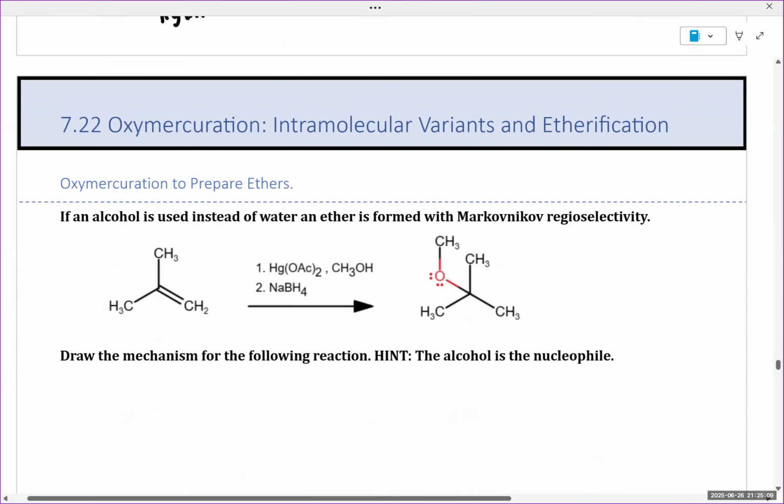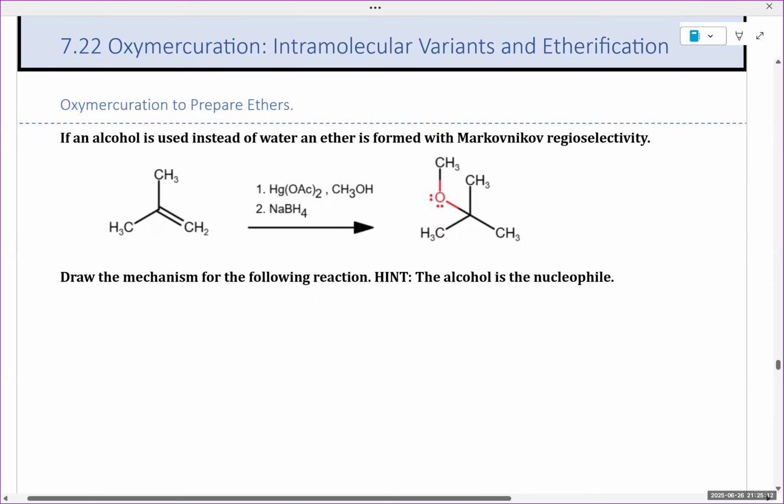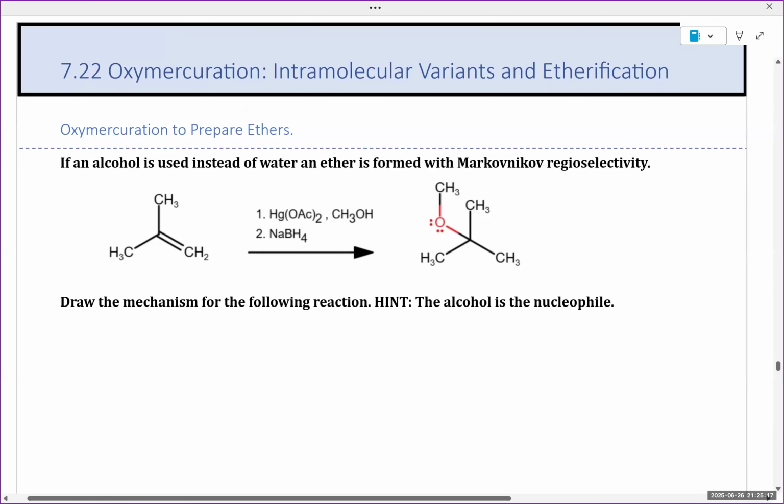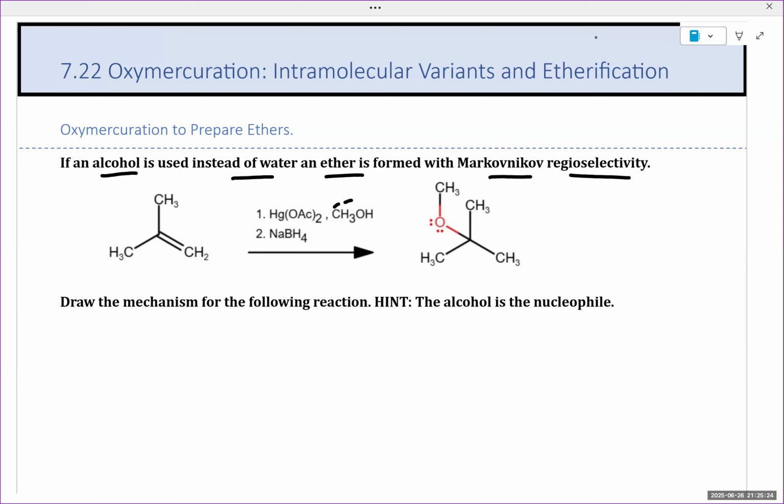Okay, let's talk a little bit about some variations of oxymercuration, one of which is a variation used to prepare ethers. So if an alcohol is used instead of water, an ether is formed with Markovnikov regioselectivity. So for example, if we use methanol instead of water, you see that we install the methanol-derived ether at the most substituted position. Let's draw a mechanism for this reaction, and as a hint, the alcohol is the nucleophile.